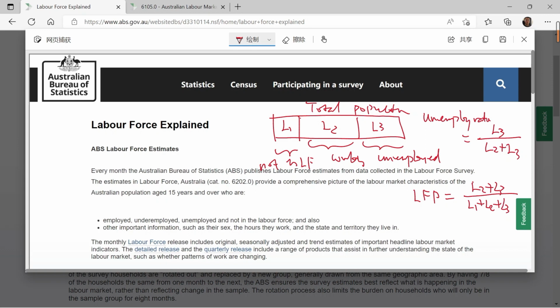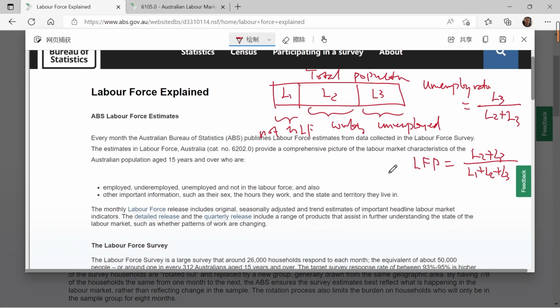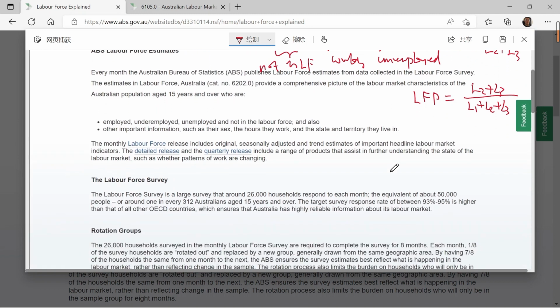Okay, how does the ABS, the Australian Bureau of Statistics, calculate the unemployment rate and the labor force participation rate? So here's the page where it explains how this is done. The ABS conducts monthly labor force surveys.